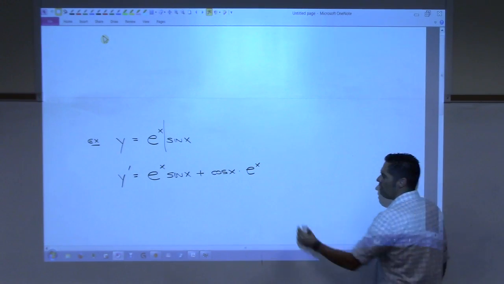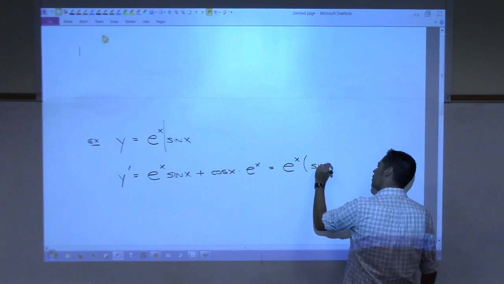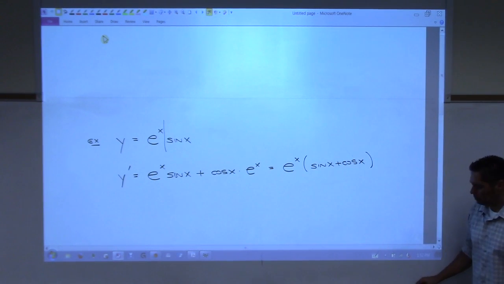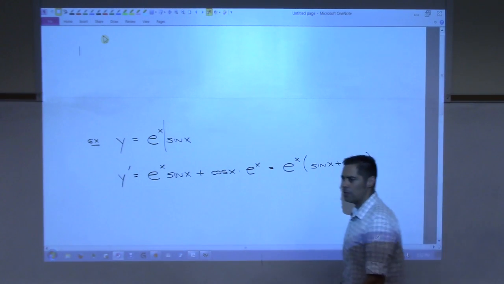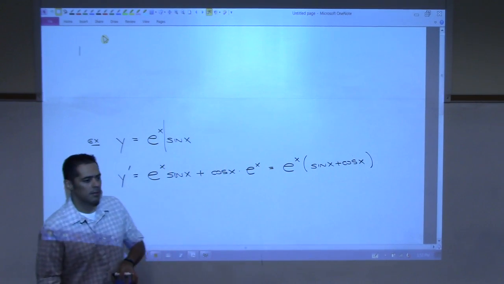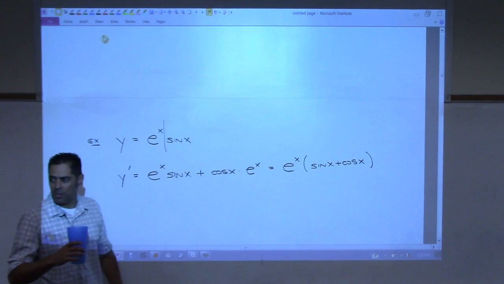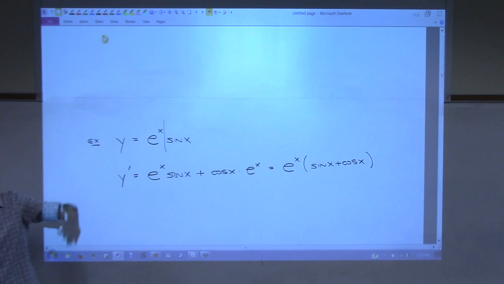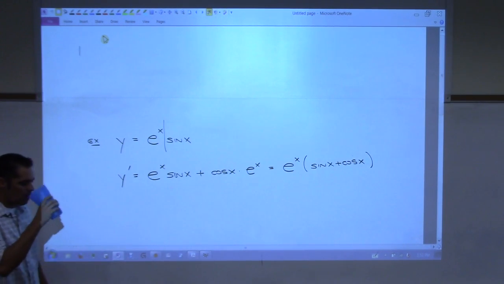And the book would most likely not leave it like that. They would probably factor out the e to the x and put sine x plus cosine x here, like that. Just get used to it because you're going to have to do it. We're getting really close to the point where I said that we're going to have to start setting these derivatives equal to 0. It's coming. It's around the bend, and we just need to get used to this sort of manipulation.